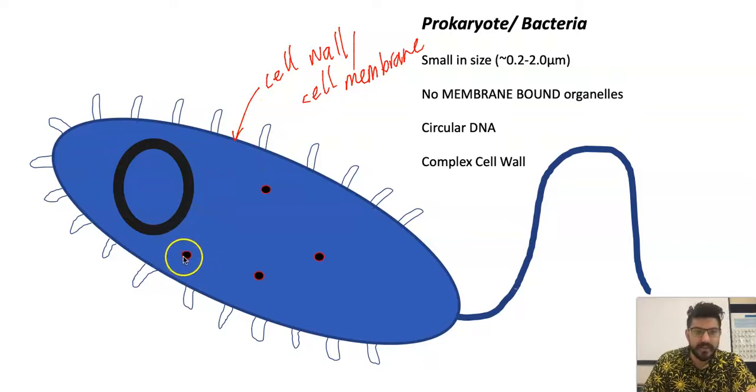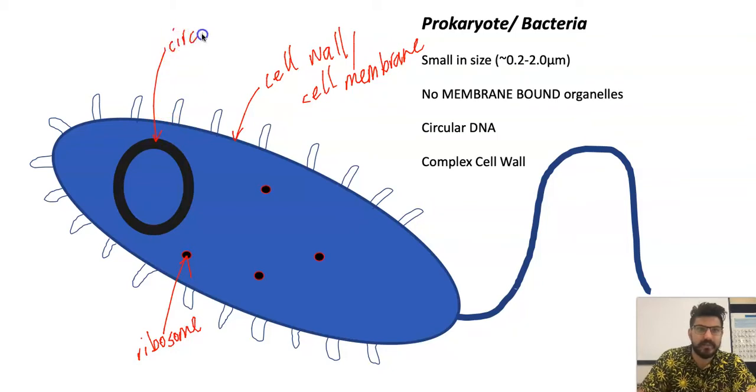Other things to note is that they do in fact have structures on the inside of them, these ones being our ribosome structures. And this large circle here is where you would find your circular DNA.